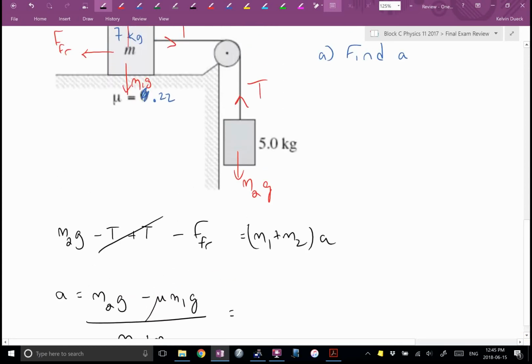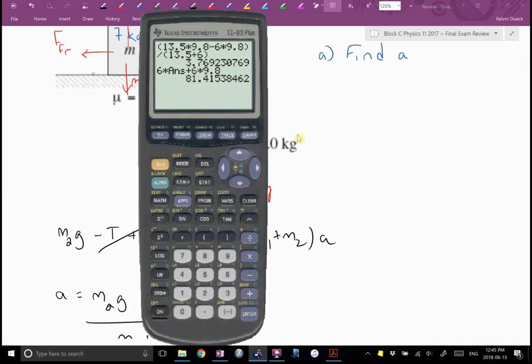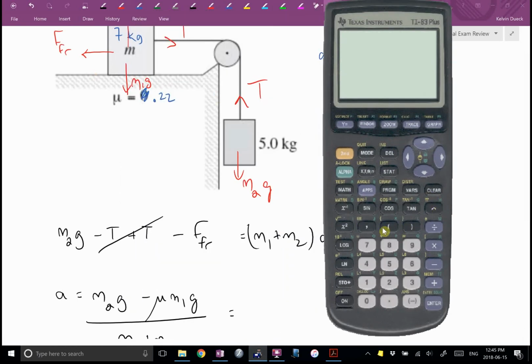Let's see if I can do that here. I think I got all the numbers on my screen right now. So it's going to end up being, is this a fraction? Yeah. Is there more than one thing on the top and on the bottom? Brackets around each. 5 times 9.8 minus 0.22 times 7 times 9.8. Close off the top, divided by bracket 7 plus 5. I guess I could have done that in my head and said 12.